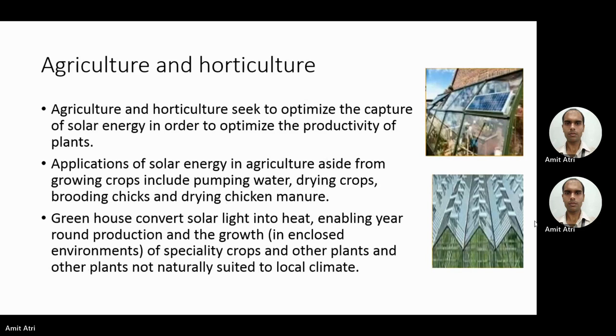Now some of the applications, like horticulture. Sorry, in agriculture and horticulture. So agriculture and horticulture seek to optimize the capture of solar energy in order to optimize the productivity of plants. So which type of effect are we dealing with here? Light is there, yes, because photosynthesis only occurs in the presence of light. But another thing is the heat. Heat we are trying to optimize. So we are trying to trap the heat.